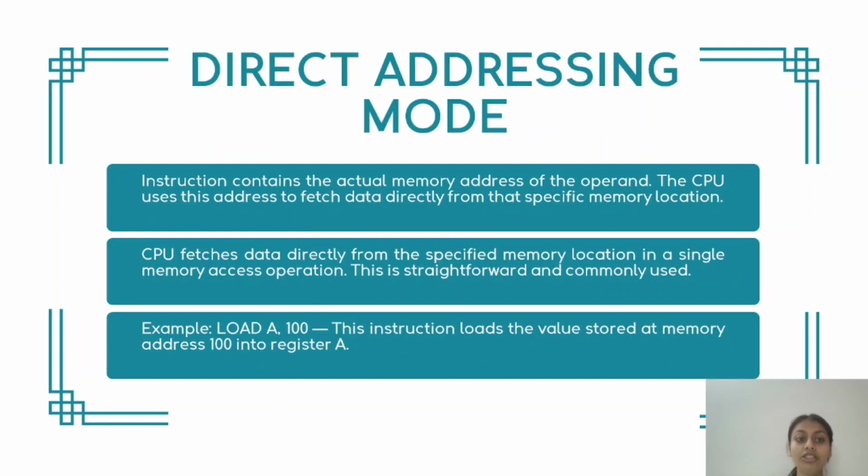Direct addressing mode. The instruction contains the actual memory address of the operand. The CPU uses this address to fetch data directly from that specified memory location in a single memory access operation. This is straightforward and commonly used. Example: LOAD A 1000. This instruction loads the value stored at memory address 1000 into register A.